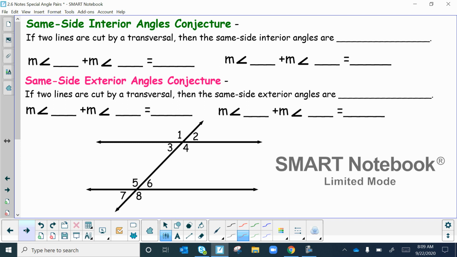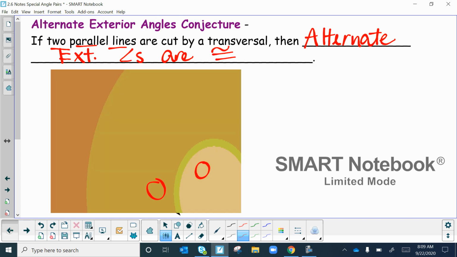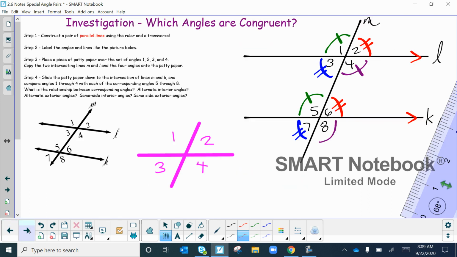Now these were different. Same side interior and same side exterior. So let me flip back to our example, this one right here. The same side exterior, let me remind you, this one and this one are same side exterior. So clearly they're not congruent. However, 7 is the same as 3, right? Because those two are congruent. And what did you learn about angle 1 and 3? That's a linear pair, and therefore those are supplementary. So those were same side exterior.